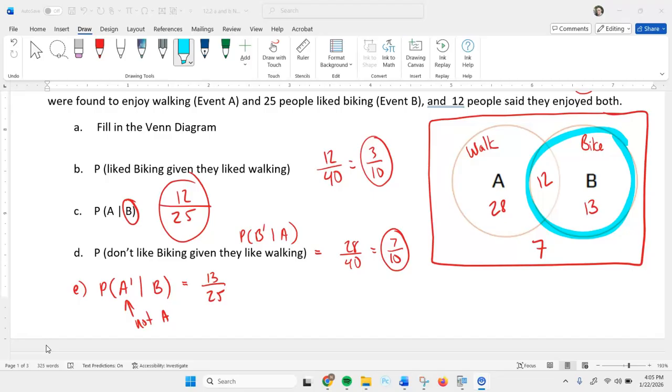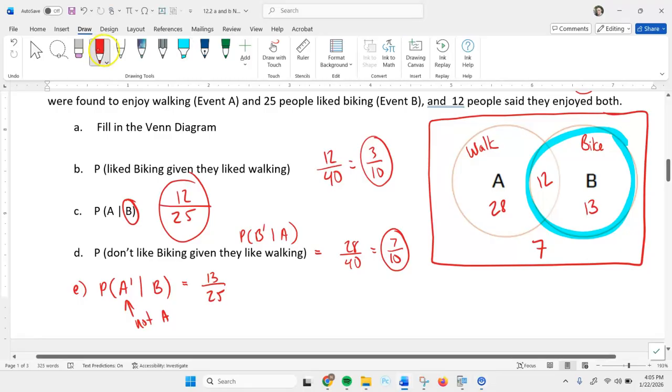If you struggled with that, the reason why is, again, we're looking at what we're given. We're given that they like to bike. So that would be all of circle B. So there's 25 students or respondents that were in circle B. So out of those, how many of them don't like to walk? That would be the 13. So 13 over 25, that can't be reduced, so that would be your answer.